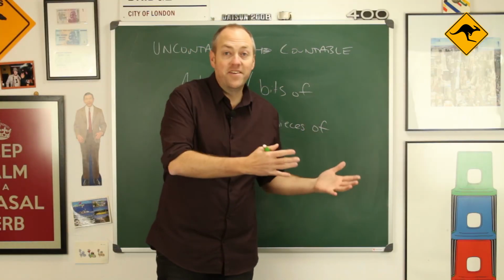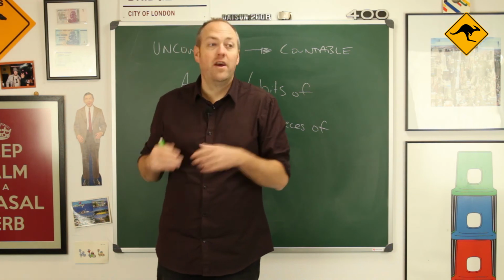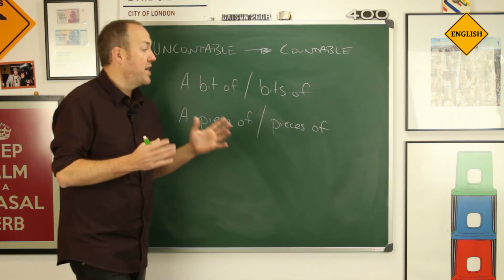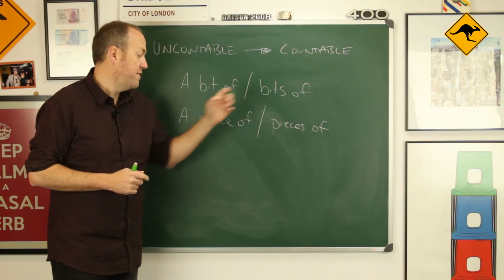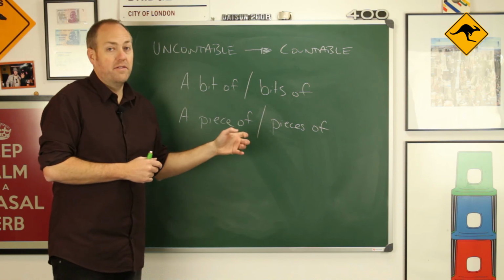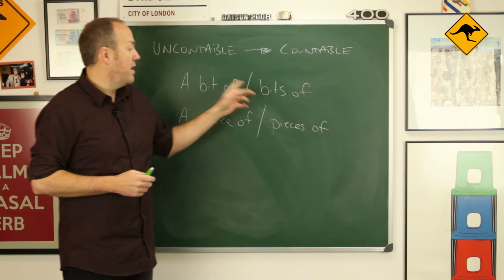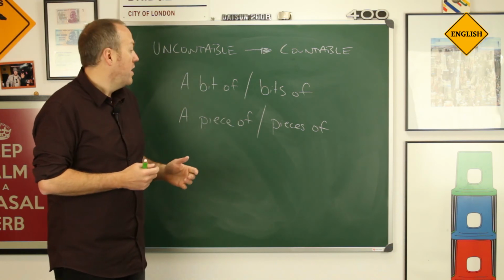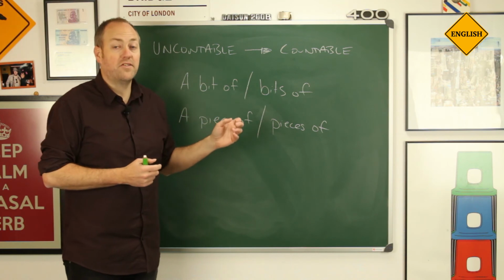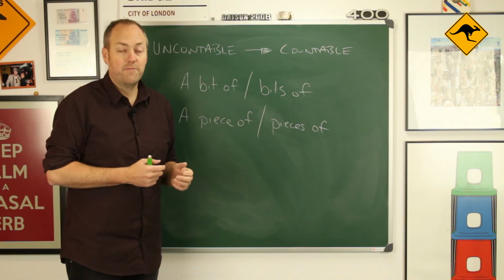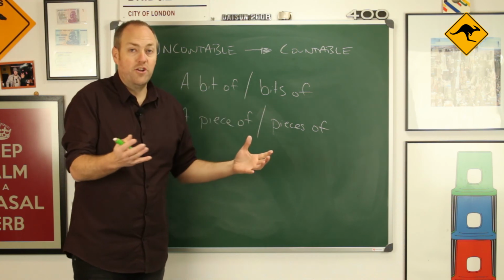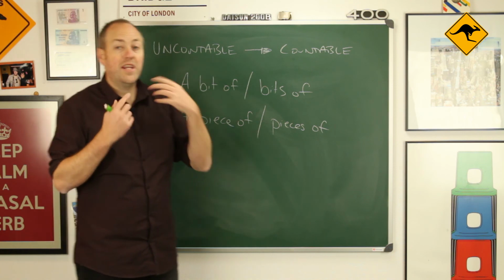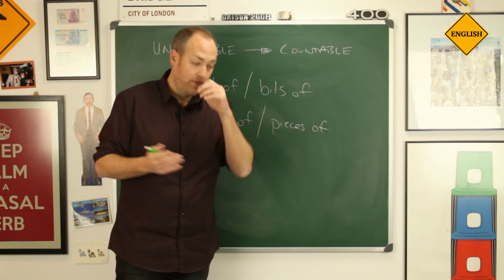So how can we change uncountable nouns into countable nouns? Well, the vast majority of uncountable nouns in English can be changed to countable using a bit of, bits of, or a piece of and pieces of. For example, a bit of information or a piece of information. Or maybe a bit of advice or a piece of advice. Bits of knowledge. And just using these two simple words, bit and piece, we can easily change uncountable into countable.